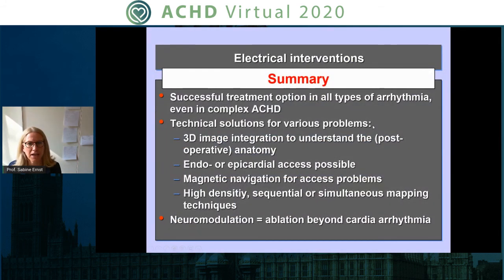So let me conclude and say we can successfully treat essentially all arrhythmias, even in the most complex congenital patients. We have technical solutions with image integration to understand the anatomy, and we can see the scars better and better. We have high-density, sequential or simultaneous mapping systems. And of course, we have magnetic navigation if it's difficult to get somewhere. And lastly, and I find this very exciting, we have neuromodulation, maybe a new way to consider ablations, and magnetic navigation to treat congenital patients beyond cardiac arrhythmias. And I thank you for your attention.